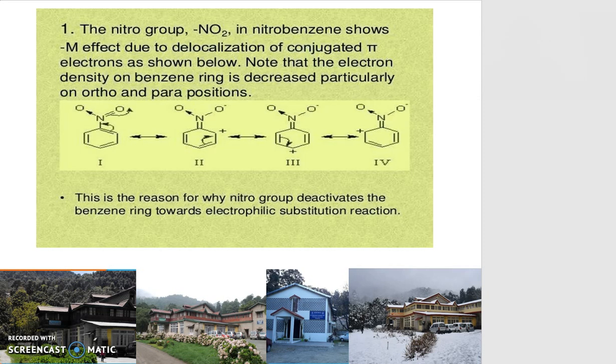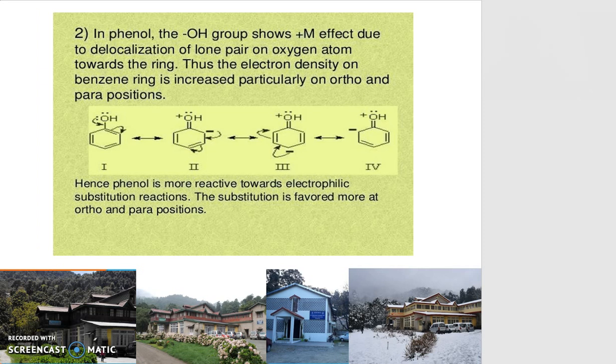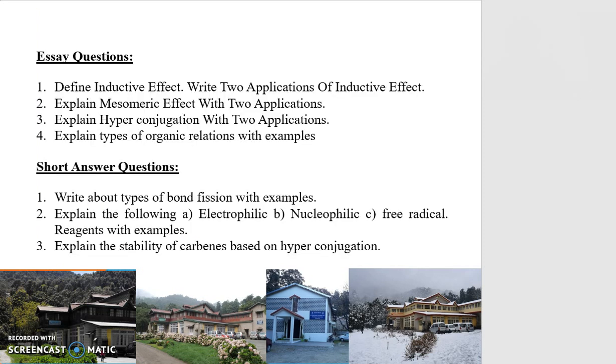You can see here these two examples. So easy questions you have to make, like define inductive effect, write two applications of inductive effect, explain mesomeric effect, explain hyperconjugation with two applications, explain types of organic reactions. And short answer type questions from this lecture, like write about types of bond fission with examples, explain the following: electrophilic, nucleophilic, free radical reagents, and explain the stability of carbene based on hyperconjugation.